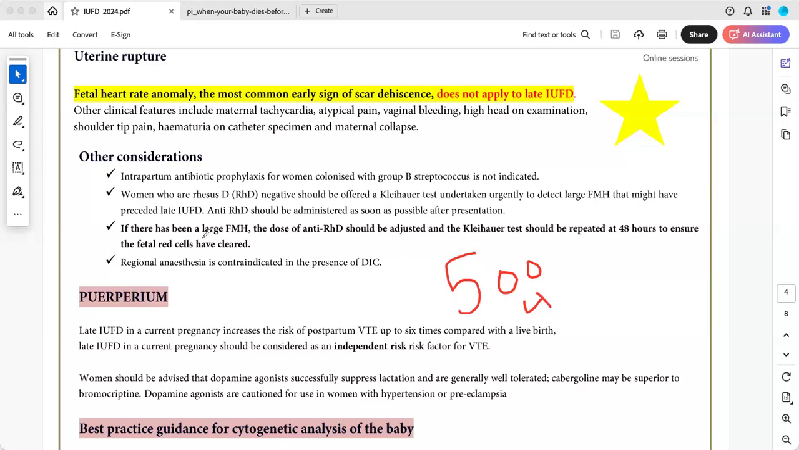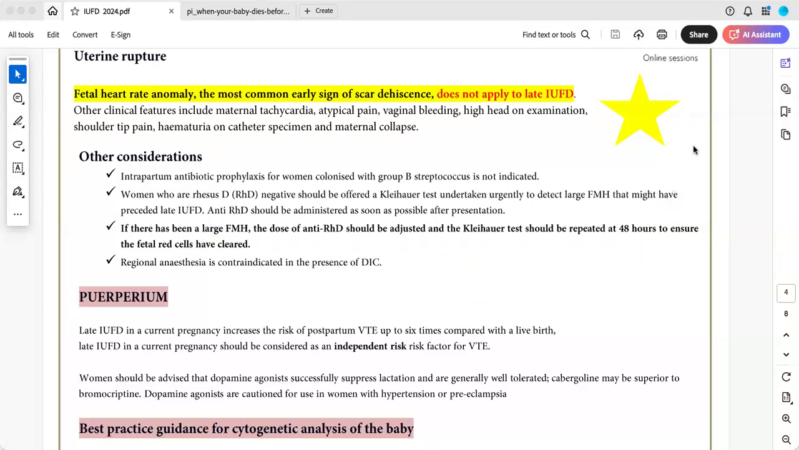So if you have a large fetal-maternal hemorrhage, how will you titrate the dose? Simply, for every 1 ml of hemorrhage, what will you give? You will give 100 to 125 of the dose, right? So you will calculate the dose and give it to the patient.